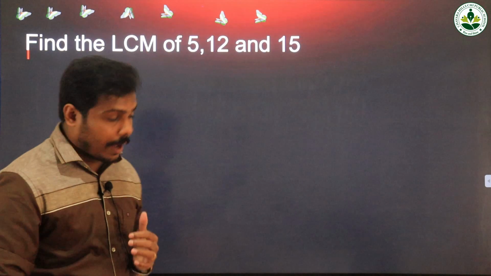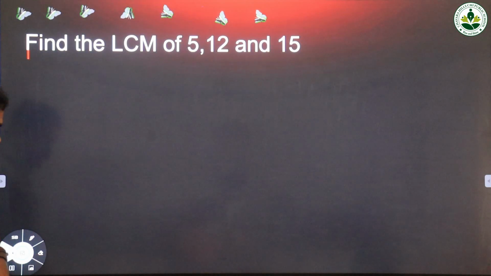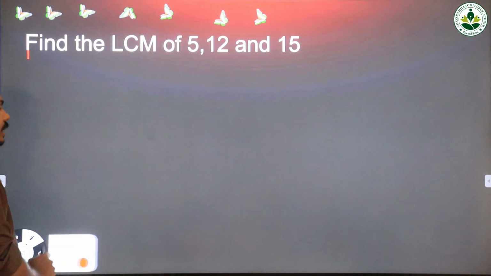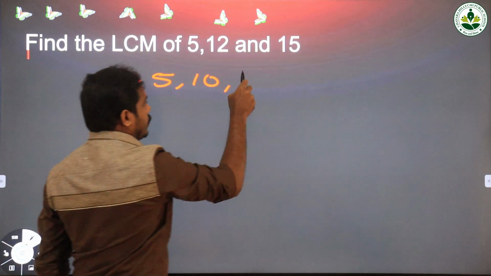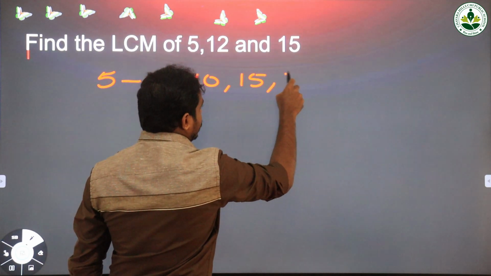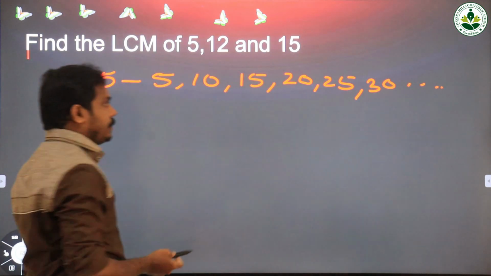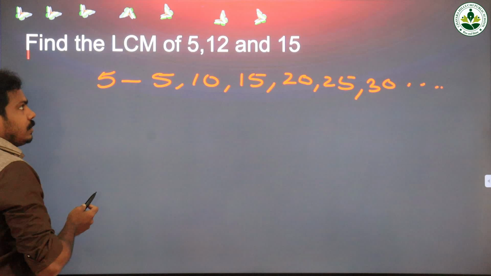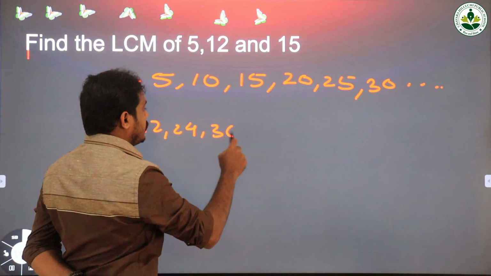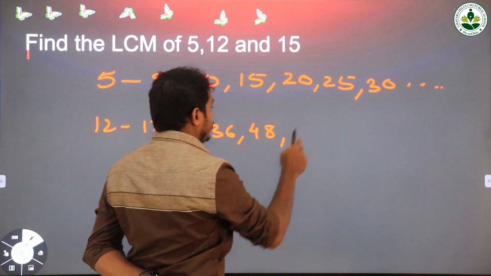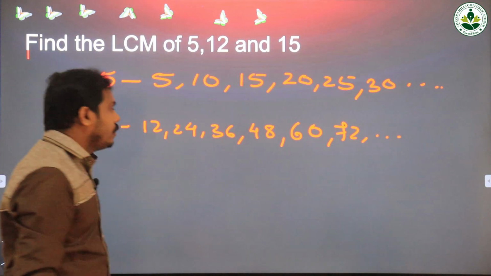It is not difficult for smaller numbers, but for bigger numbers it is difficult. Here we need to find the LCM of 5, 12 and 15. We know one method. First we write the multiples of each of these numbers. Multiples of 5: 5, 10, then 5 into 3, 15, then 20, 25, 30, etc. are the multiples of 5. And multiples of 12: 12, 24, 36, 48, 60, 72 are the multiples of 12.